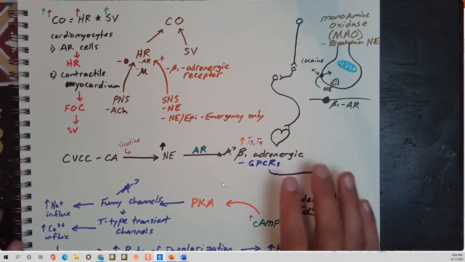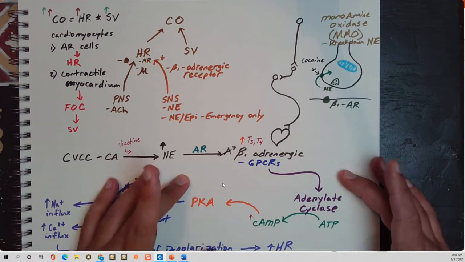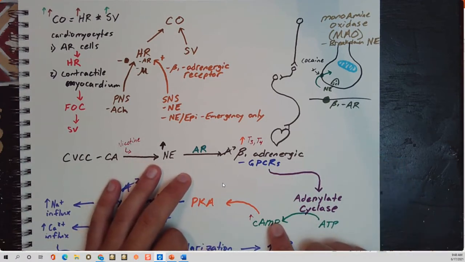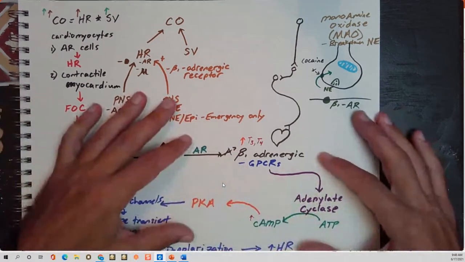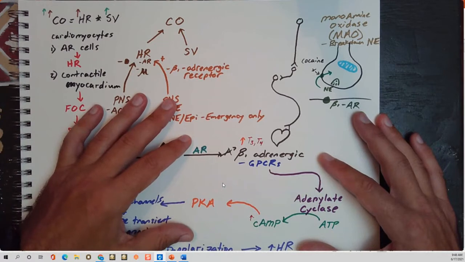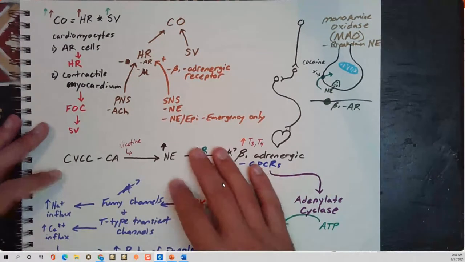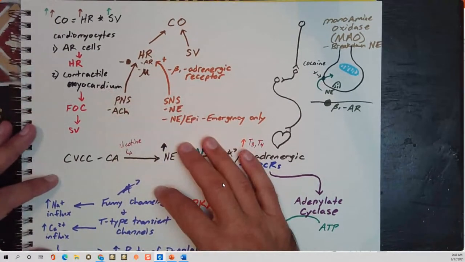If they're all over, beta-1 adrenergic receptors don't change their initial function. They're still using adenylate cyclase and cyclic AMP. So if we're going to be increasing stroke volume, if you've learned this, then you've learned this, right? You're not going to have to change your knowledge base. Now, there aren't funny channels or T-type transient channels in contractile myocardium, so this portion is going to have to change a little bit. Does that make sense?